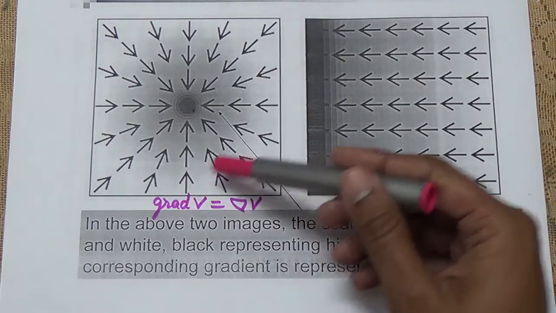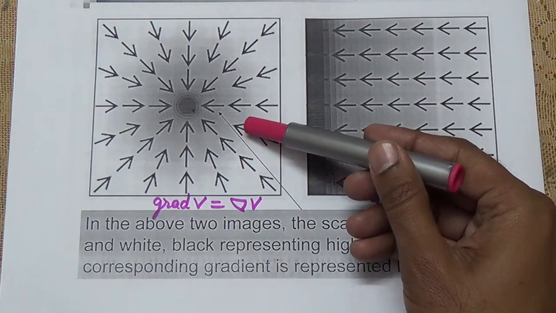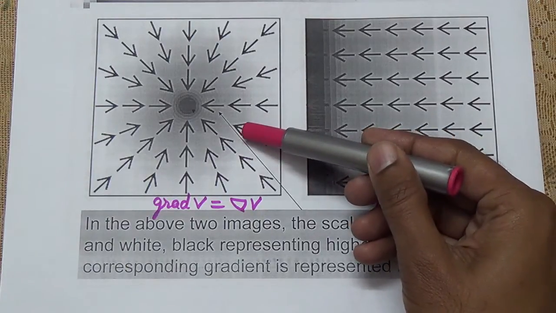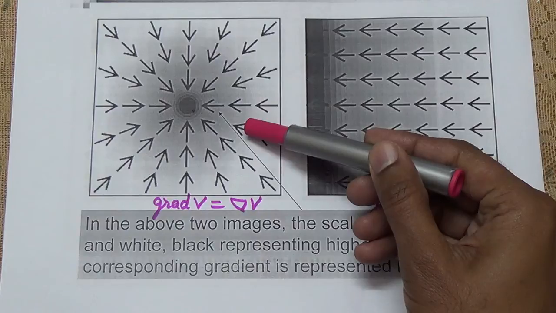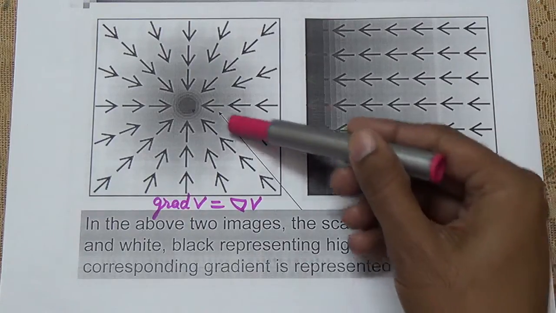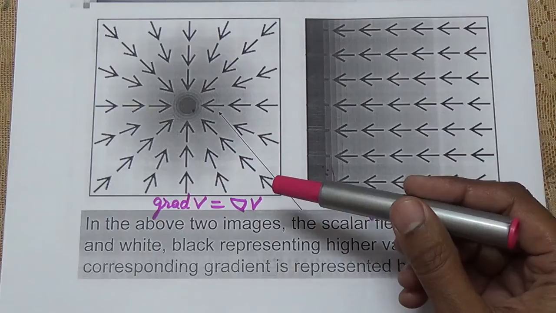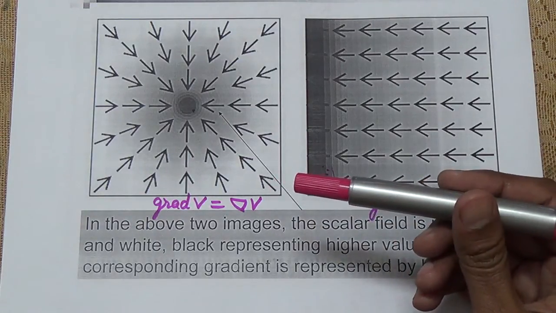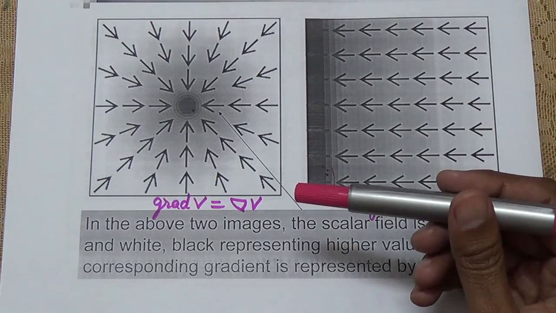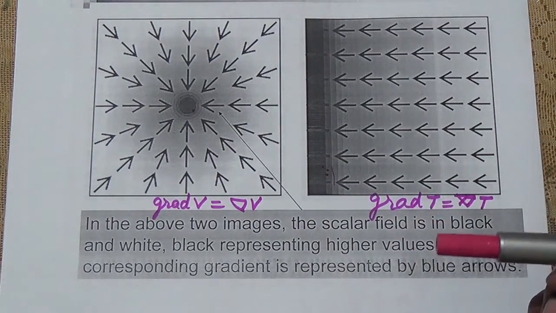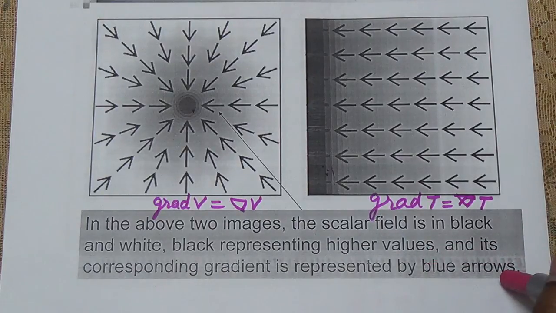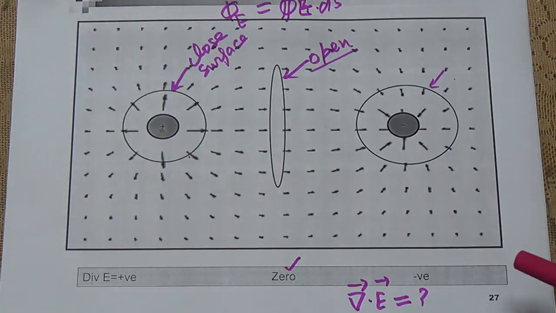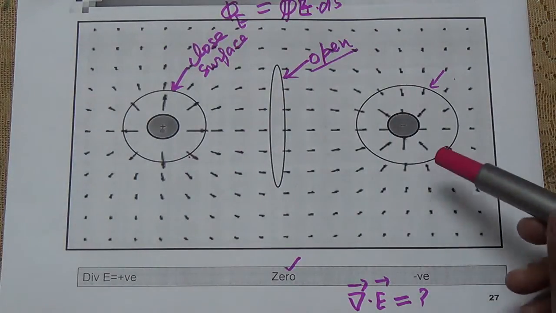In case of potential, suppose you take the gradient at this particular point, you can measure the potential at this particular point, and the direction of that will be towards the higher potential. So the interpretation of the gradient operator, when it operates on any scalar field function, is that it shows the direction indicating the higher values.